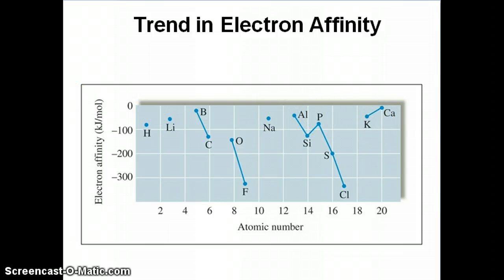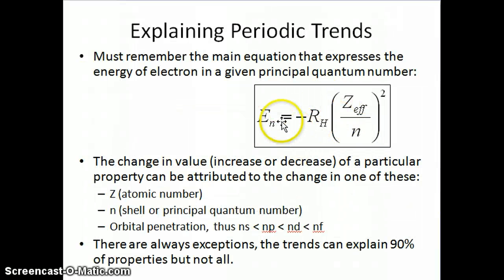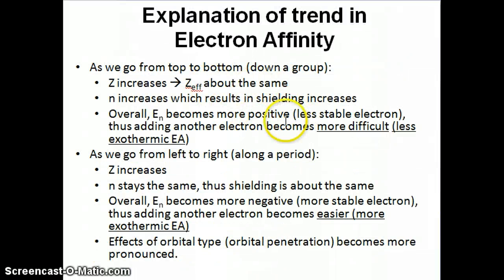So this is what we have to explain using the same reasoning that we used to explain ionization energy, which was the binding energy equation. We want to think about what is the effect on Z effective, what is the effect on n, what is the effect on orbital penetration and shielding as we go from left to right and as we go from top to bottom. Well, I'm going to pop up the slide now.